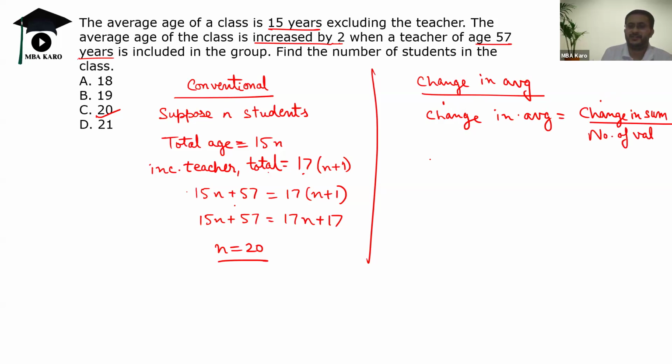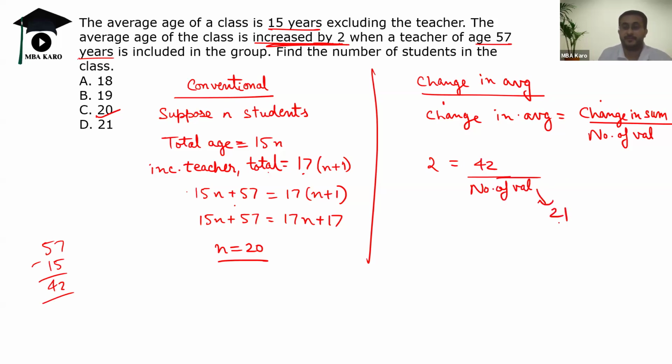Now, what is the change in average? 2 is given to us, increased by 2. What is the change in sum? See, the teacher is 57, the average is 15. So the change in age is 42 years. If the teacher was also 15, the average would remain the same. So the change in sum is 42. Okay. Number of values, so that will be equal to 21.